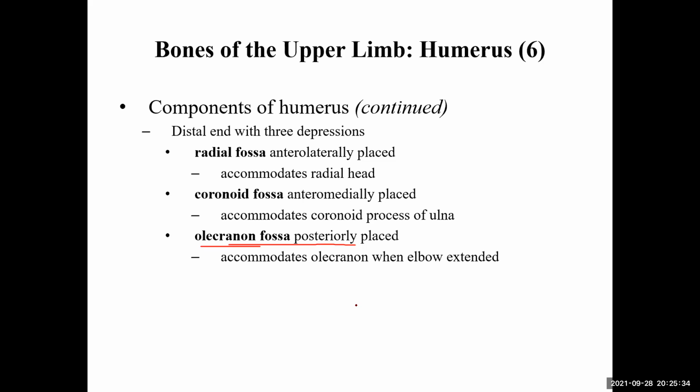Now on the front side, you've got two fossas, and they're named for the bones or the part of the bone which they accommodate. So on the anterior lateral portion, that's the front outside, you have the radial fossa. And that's going to accommodate the radial head. That's the bone that's on the lateral portion of your forearm. Then you have the coronoid fossa.